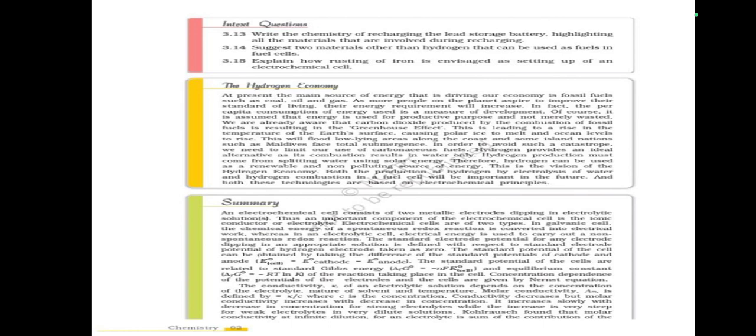The standard electrode potential for any electrode dipping in an appropriate solution is defined with respect to the standard hydrogen electrode potential, with the half hydrogen electrode taken as zero. The standard potential of the cell can be obtained by taking the difference of the standard potential of cathode and anode. The standard potential of the cell is related to the standard Gibbs energy and equilibrium constant. Now, the dependence of the potential of the electrodes and the cells on the concentration of the reaction taking place in the cell is given by the Nernst equation.